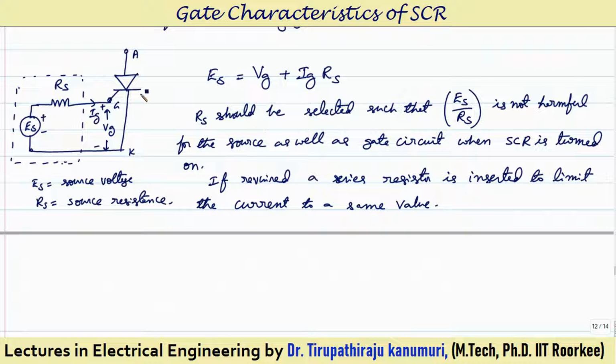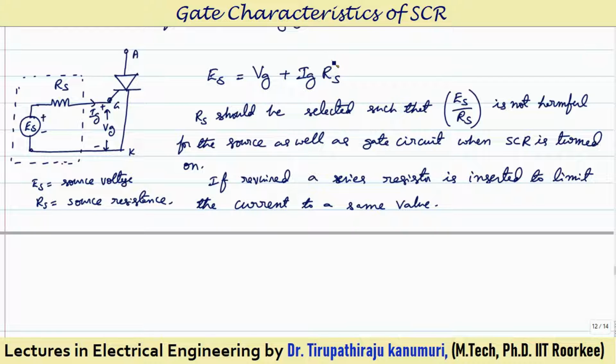If you are taking the gate circuit, we know that the voltage source of the circuit can be represented by an ideal source in series with the source resistance. Agree with me? So from this I can calculate my values of Ig and Vg. I can write Es is equal to Vg, where Vg is the voltage applied across this diode, plus Ig, the current passing through this gate circuit, multiplied by Rs, the source resistance.